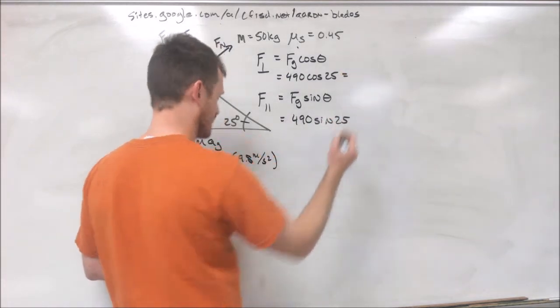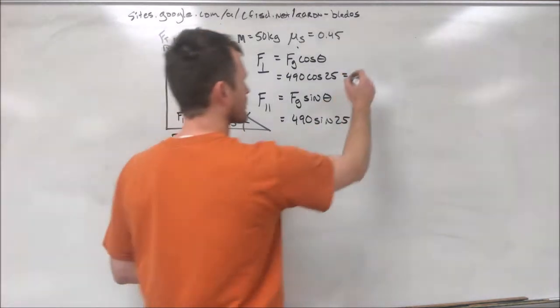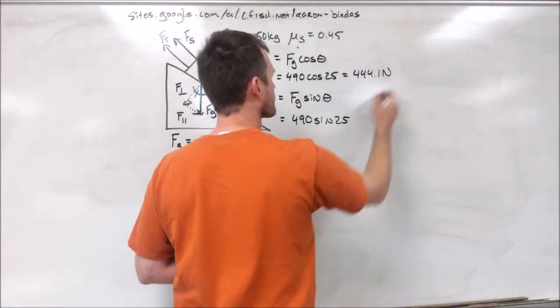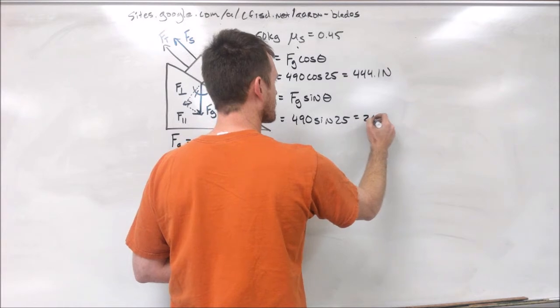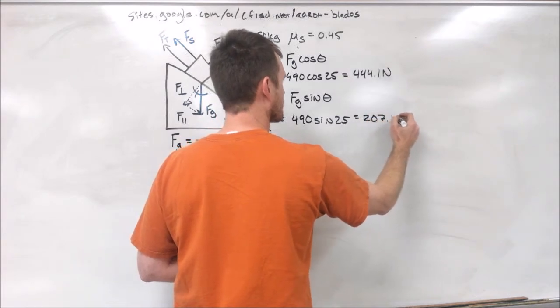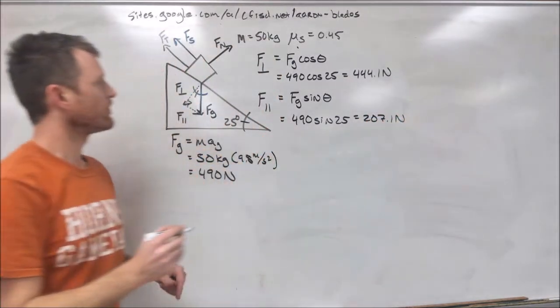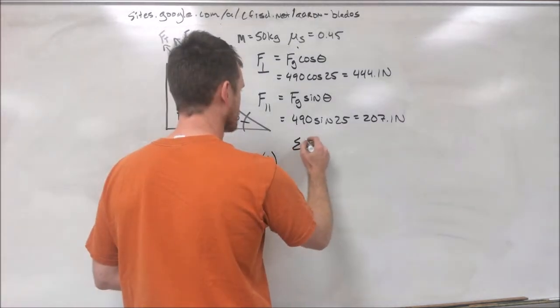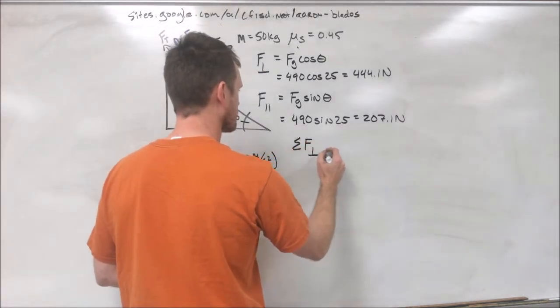Make sure your calculator is in degree mode and you punch those in and you get 444.1 newtons for our force perpendicular and 207.1 newtons for our force parallel. Okay, now that we have all of our numbers, we can start with our summation equations.